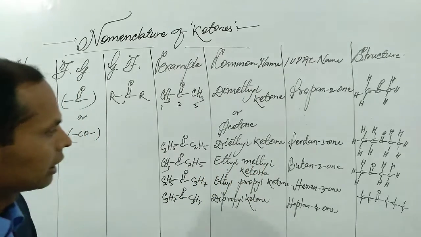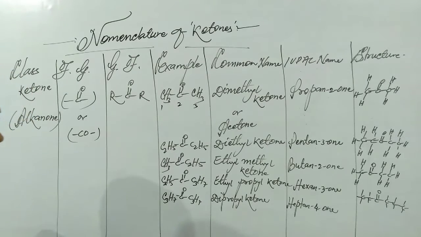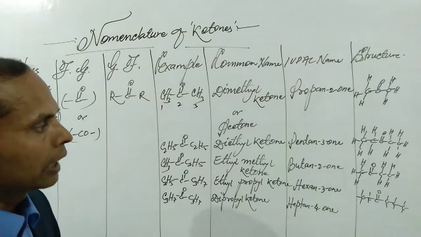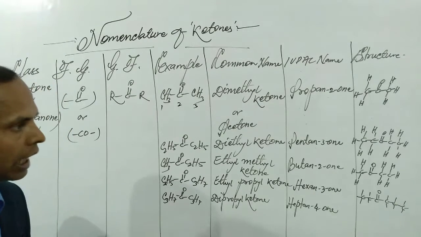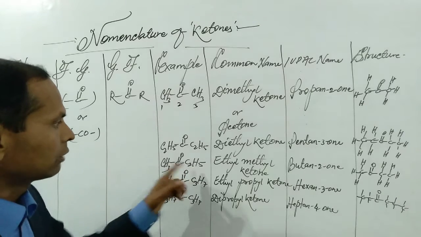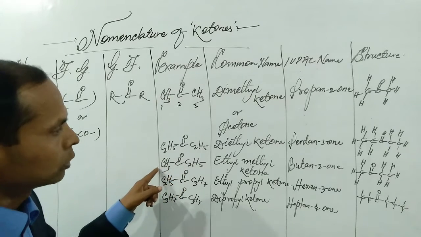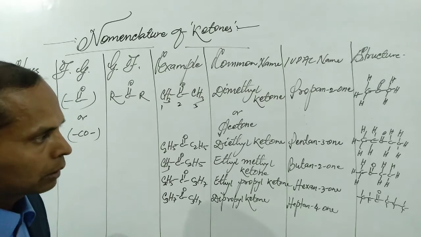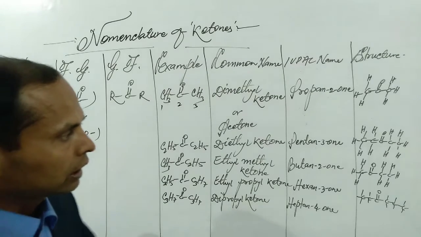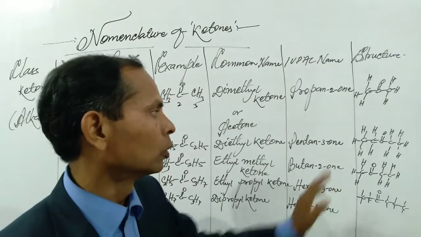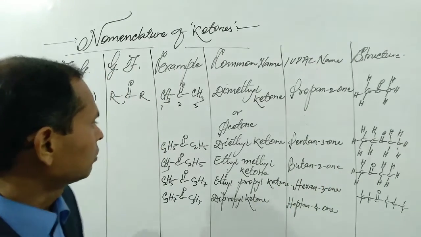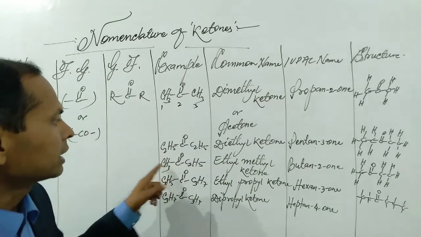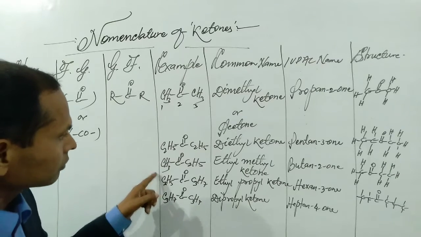That is why the name of such compound is ethyl methyl ketone. In case of IUPAC name, we have to count the total number of carbon atoms: 2, 3 and 4. That will be 4 carbon atoms, and 4 carbon atoms is for butane. So the IUPAC name will be butan-2-one. 2 is given because the carbonyl group is present at the second carbon atom.